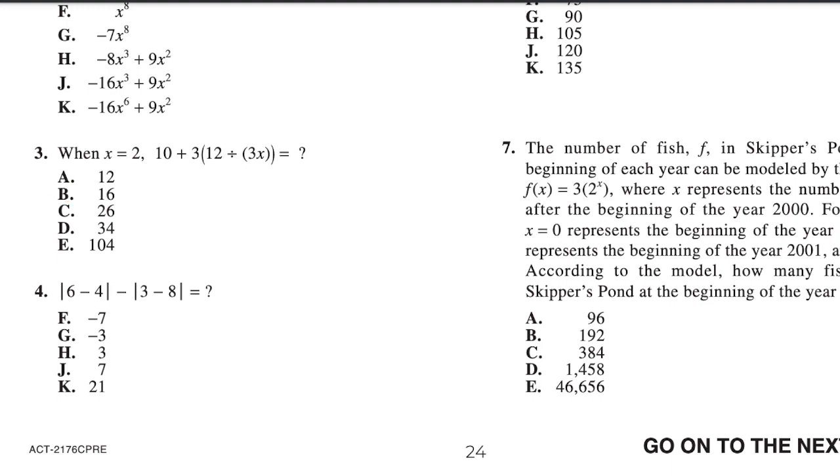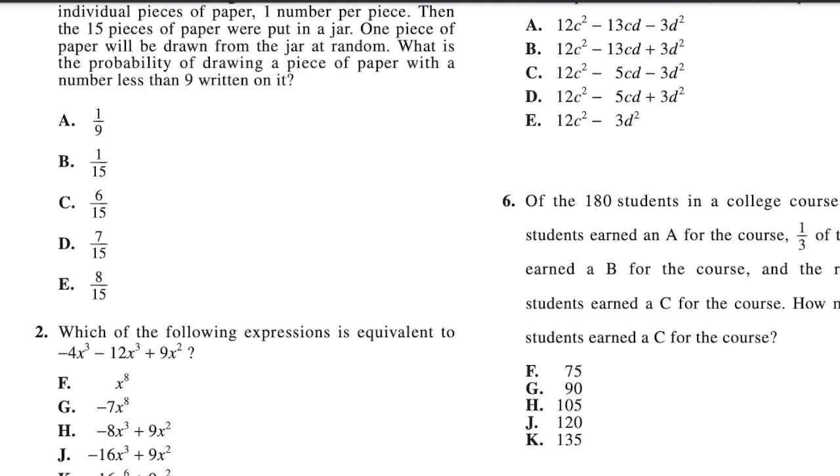Number 4, you have the absolute value in this one. This one says 6 minus 4, absolute value, well that's already 2. 3 minus 8, well that's negative 5. And then we take the absolute value of that, which is 5, so the answer is negative 3. G. Number 5.